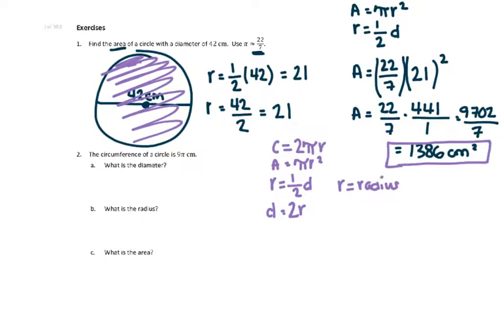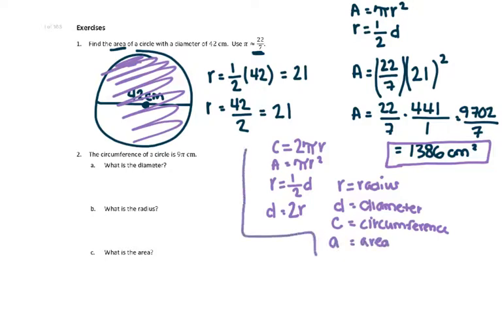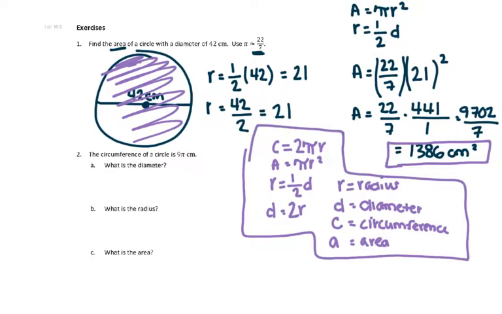And this is important stuff for you guys to write down, so please be sure you write it down. D equals diameter. C equals circumference. And A equals area. So there's kind of your little cheat box there in terms of all of really the equations that you need for a circle. So they ask us, what is the diameter?